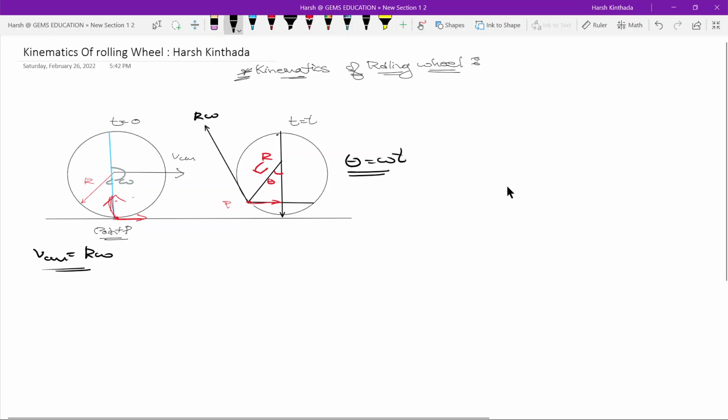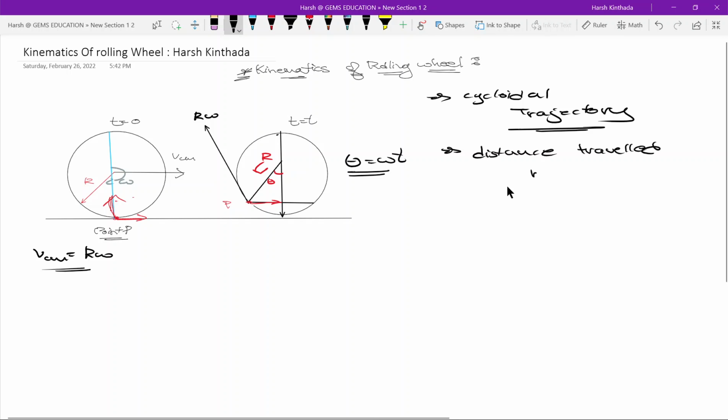To be precise, we'll be discussing cycloidal trajectory and distance traveled by a point P in a rolling wheel.